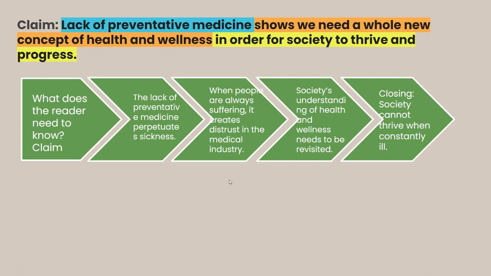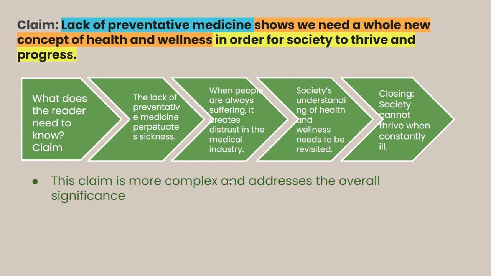So I want you to think about how we started and how we got to that final point in the argument. This is what your paper needs to do, okay? Ultimately, why does it matter that we care about AI, that we care about presidential candidates' age? What does that mean for society in the future? So, why would we want to choose this? This claim is more complex and addresses the overall significance.